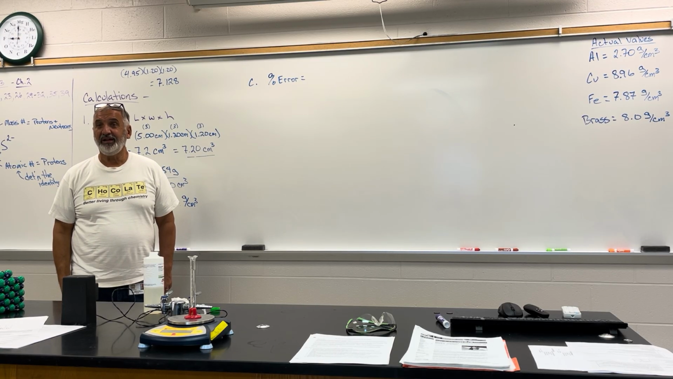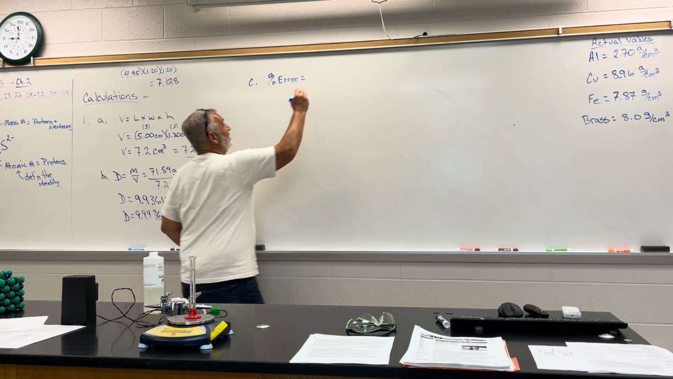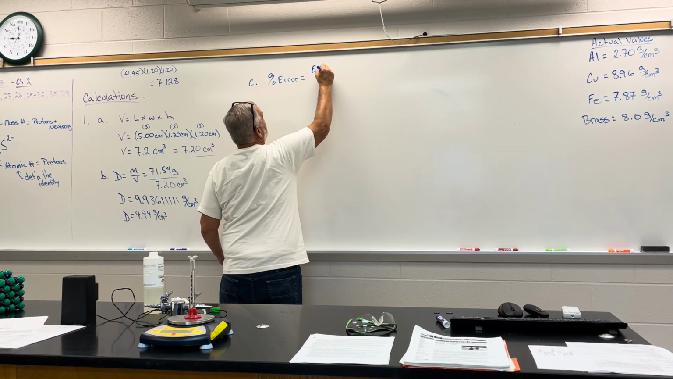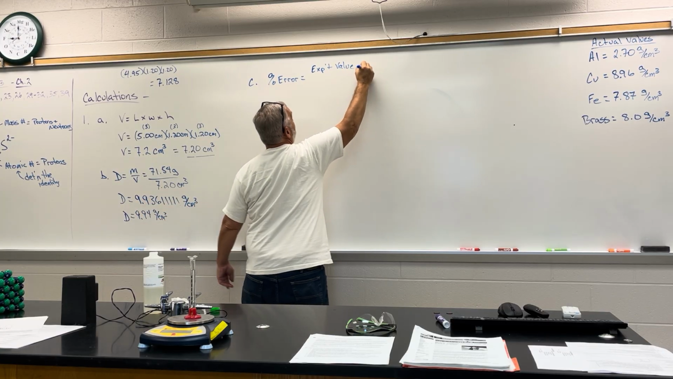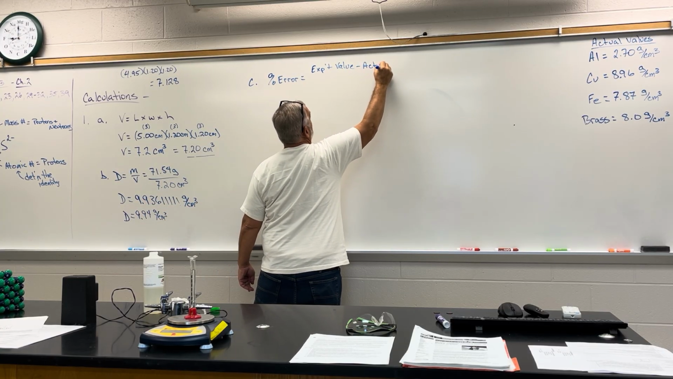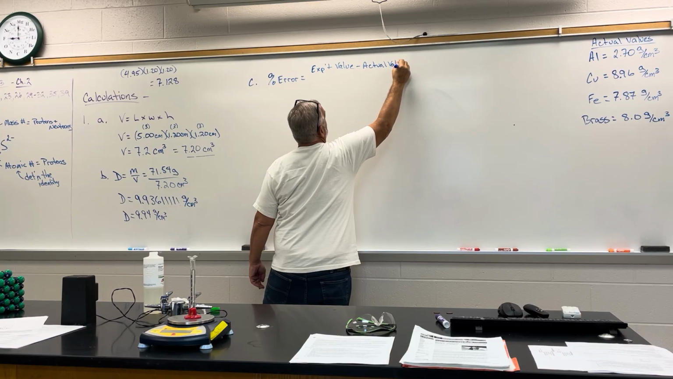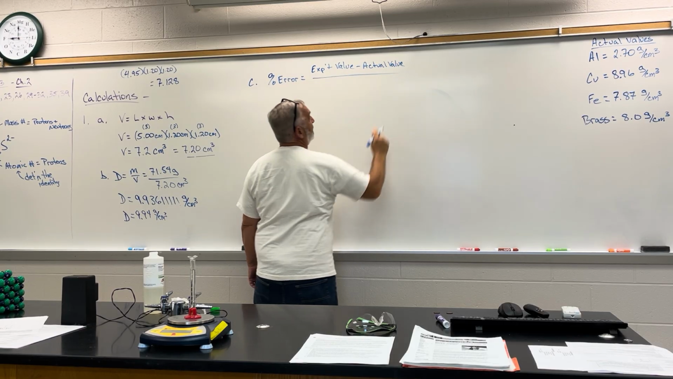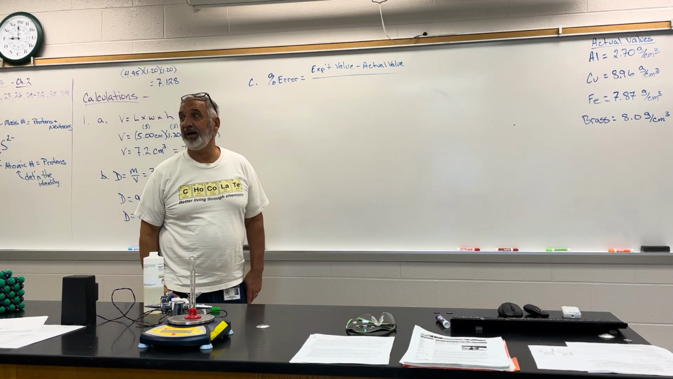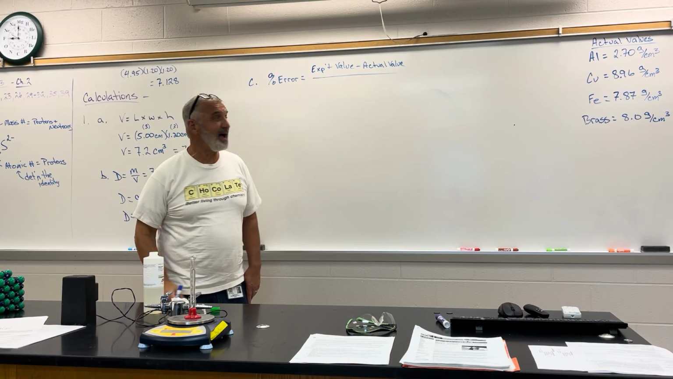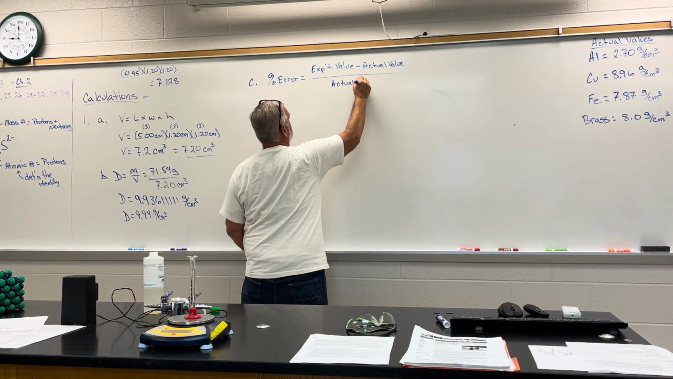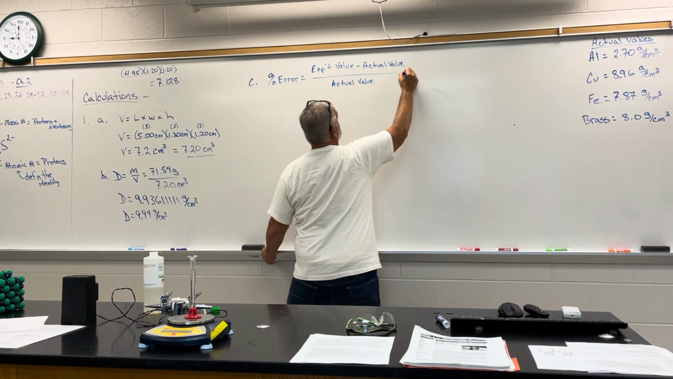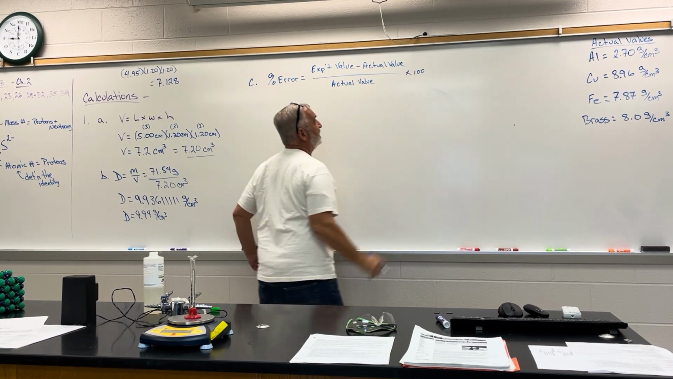Error equals experimental value minus actual value. Your experimental value, that's what you just calculated right here, minus the actual value, divided by what? Divided by the actual value. And it's always times 100 to put it into percent.